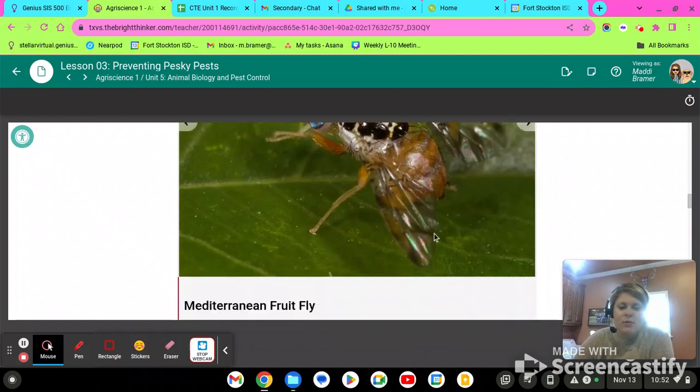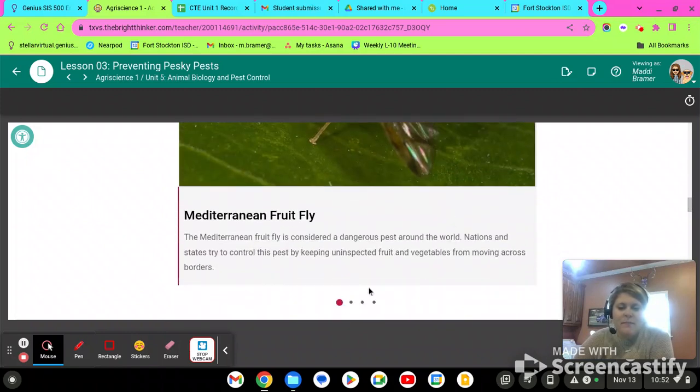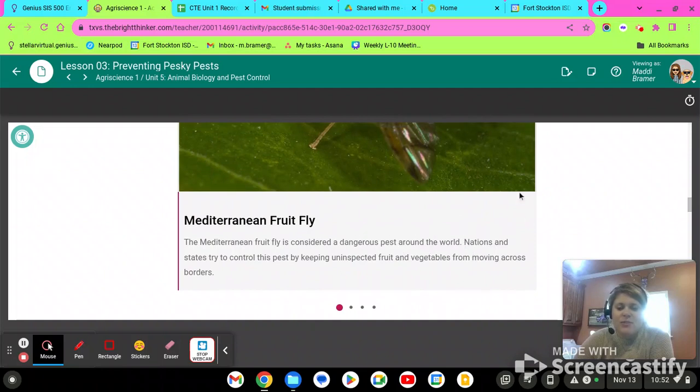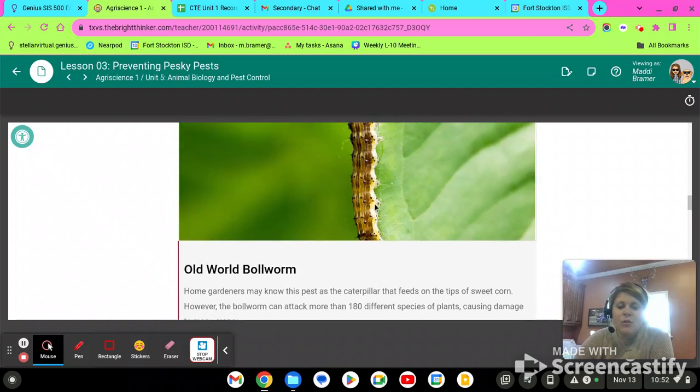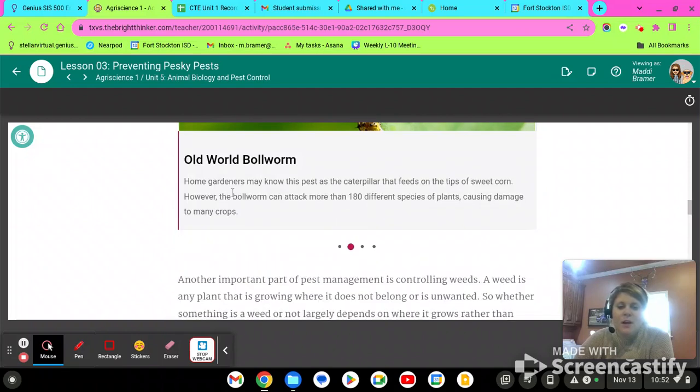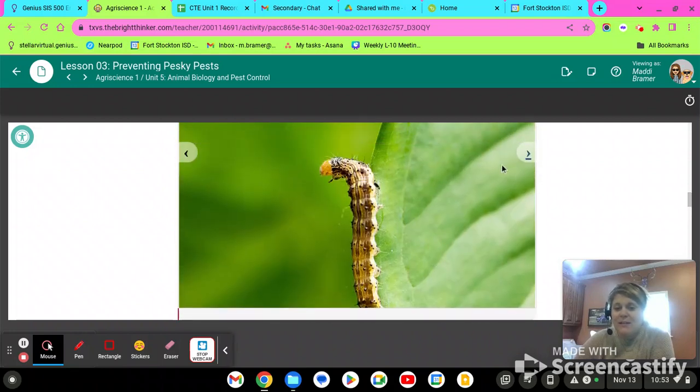But here are a few more common pests, starting with the fruit fly. It's considered a dangerous pest around the world. Nations and states try to control the pest by keeping uninspected fruit and vegetables from moving across the borders. The old world bollworm: home gardeners may know this pest as a caterpillar that feeds on the tips of sweet corn. However, the bollworm can attack as many as 180 different plants. So that means it's very hard to detect and hard to stop.